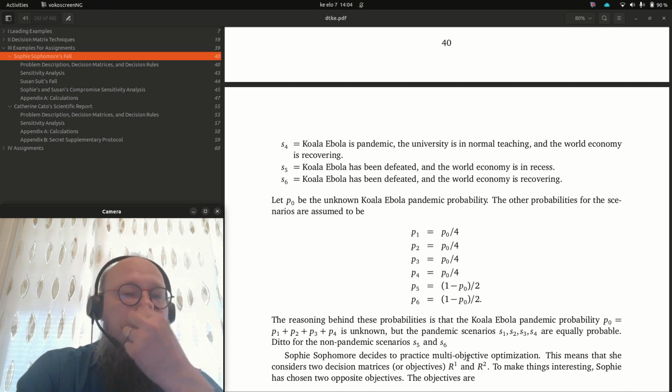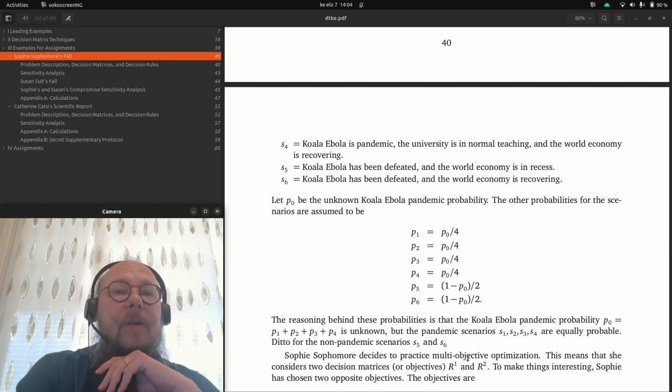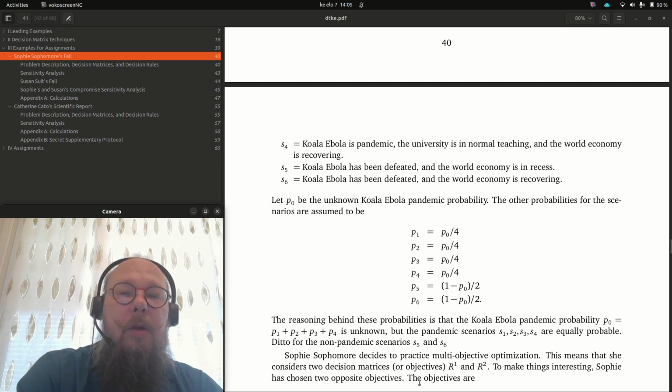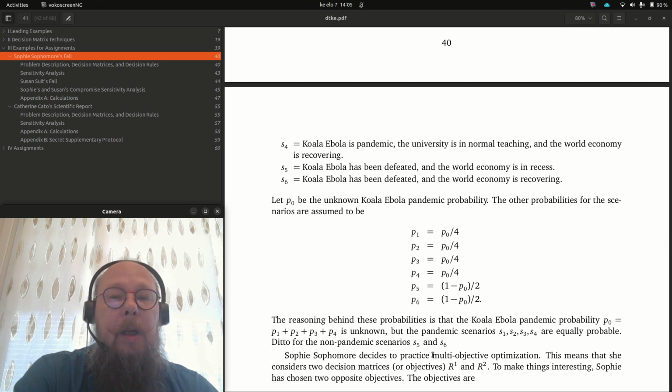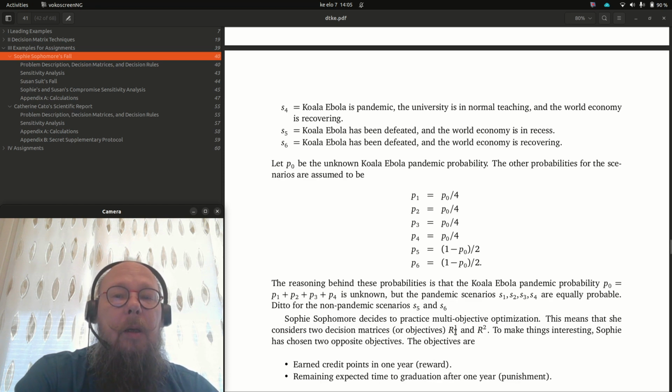So now we have our alternatives, we have our scenarios, we have probabilities for the scenarios, and next comes the most important part, which is to define the reward or decision matrix. And Sophie Sophomore, so this is the first time we have this phenomenon, decides to practice multi-objective optimization. So instead of one objective or reward matrix or decision matrix, there are two of them. So let's call them R, and this is superscript, it's not power, R1 and R2. So these are the two decision matrices.